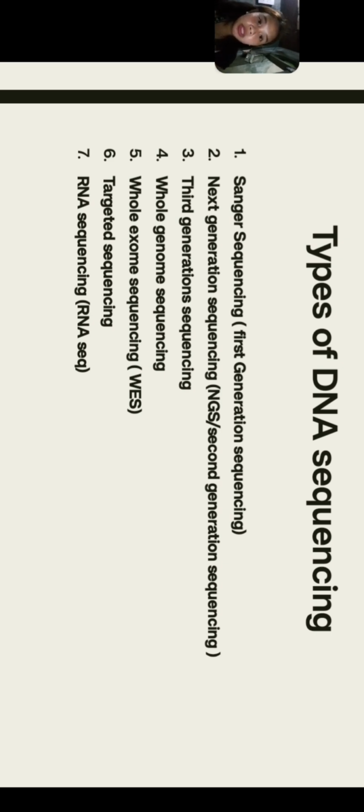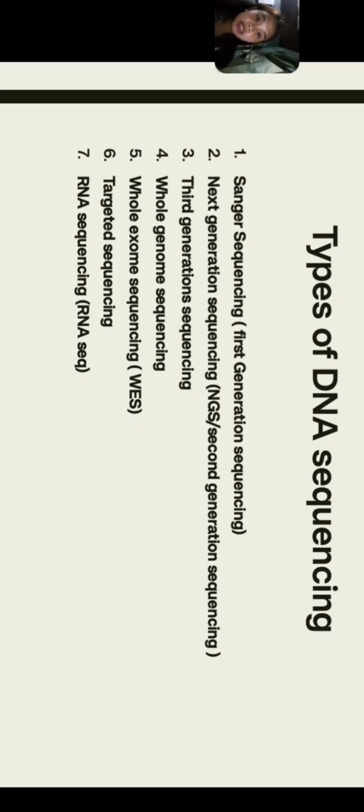Fifth, whole exome sequencing. Sequence only the coding parts of genes, cheaper than WGS, and focuses on regions that make proteins.